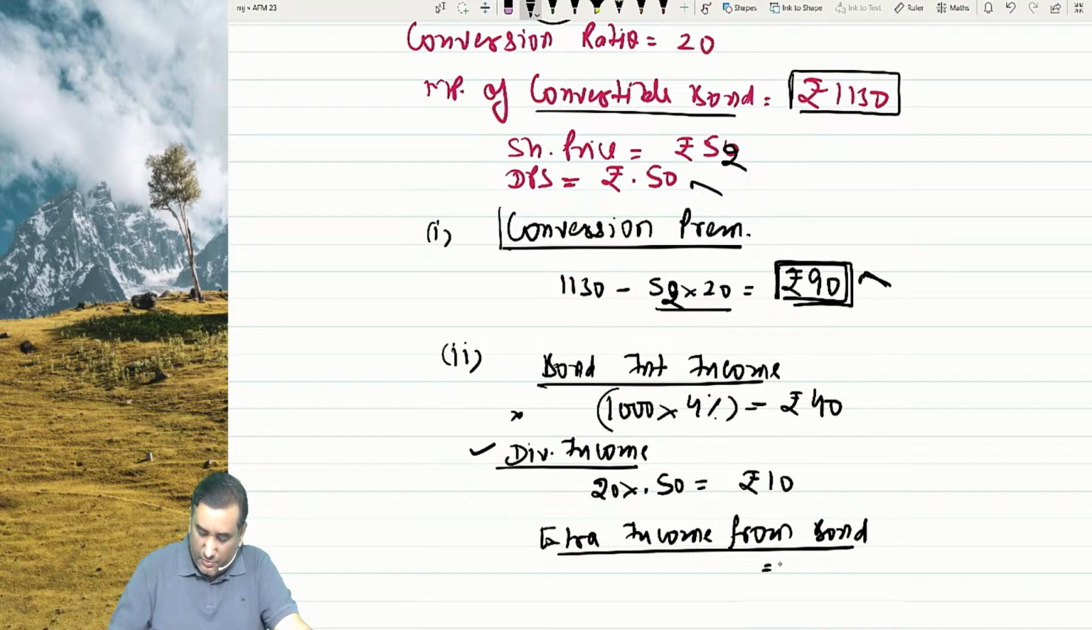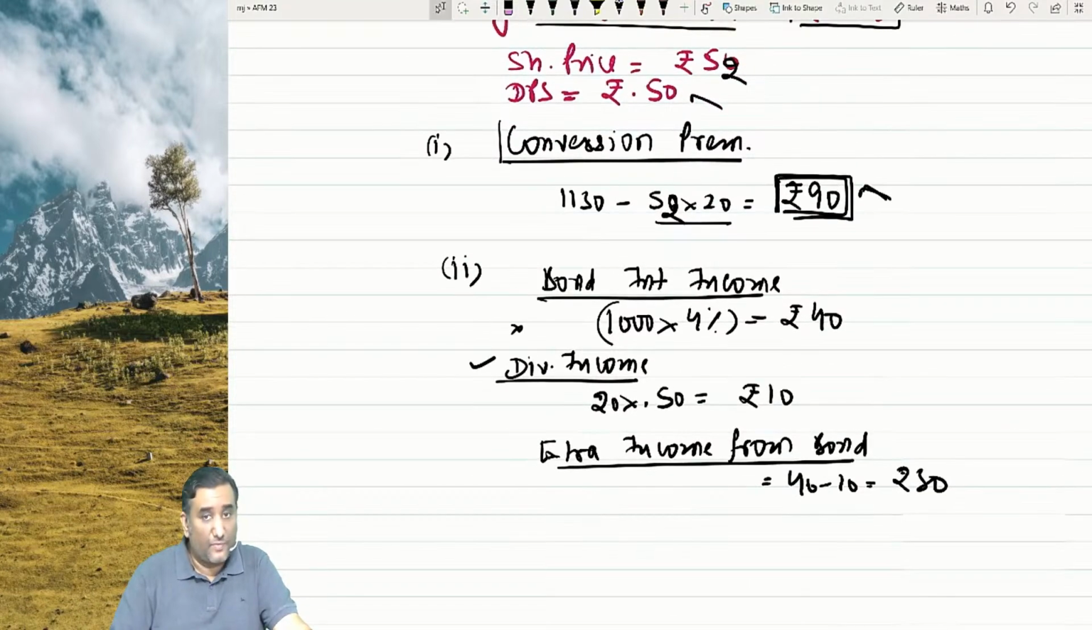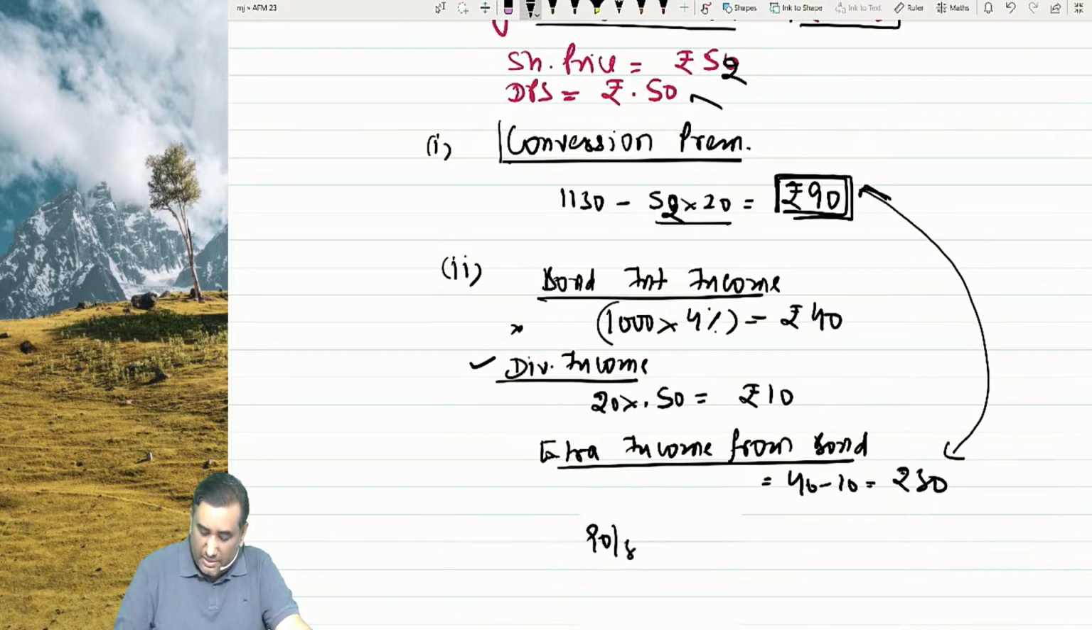Extra income from bond is how much coming? Which I'll get is 40 minus 10. How much extra are you paying for this bond? 90. Extra income you are getting is what? 30. 90 divided by 30 is known as premium payback period.